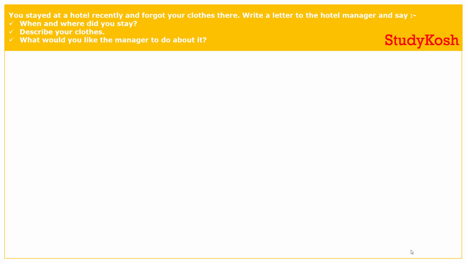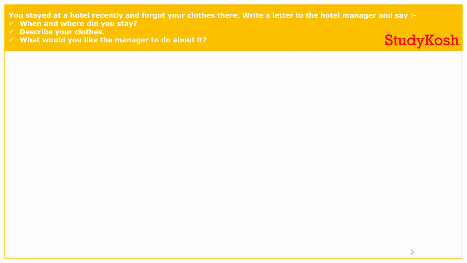Afterwards, it is given to you, you forgot your clothes there. What will be the third point? Forgot your clothes. Then write a letter to the hotel manager. Point number 4 will be letter to hotel manager. In this letter, you need to say when and where did you stay. We have already covered it. Describe your clothes. Point number 5, clothes description.